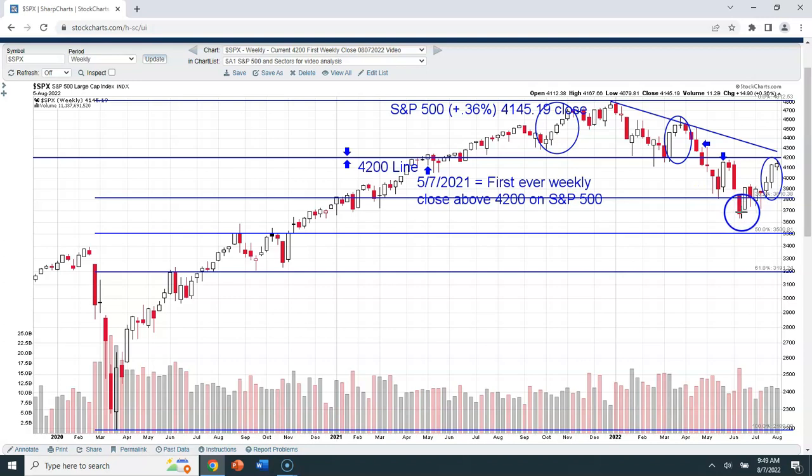So is it possible that that's the low? Yeah, but it's also highly possible that the market rolls over here after hitting overhead resistance just under 4,200, somewhere around that 4,150 level, and then we go lower and we retrace at least 50% of this entire move, which takes us down to 3,500.